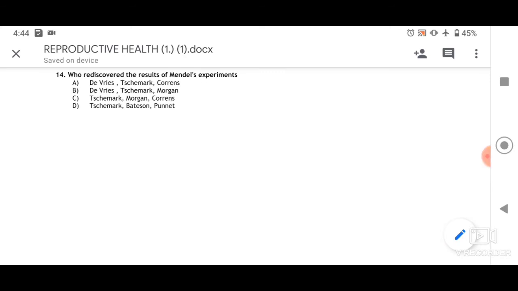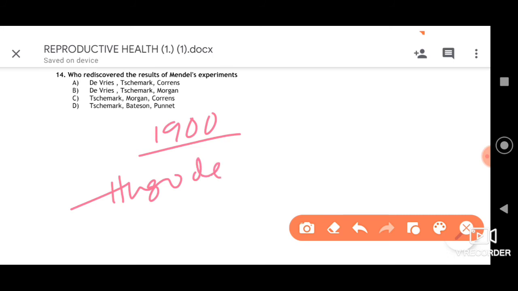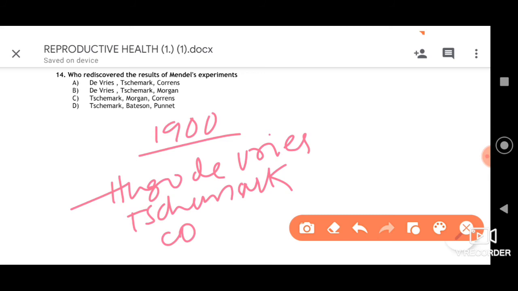Next we have, who rediscovered the results of Mendel's experiments? Here 4 options have been given. Already we have discussed this, my dear friends. I had told you that in the year 1900, 3 scientists, Hugo de Vries from Holland, then Tschermak from Austria, and Karl Correns from Germany, rediscovered Mendel's work independently, and that paved the way for what we call modern genetics.